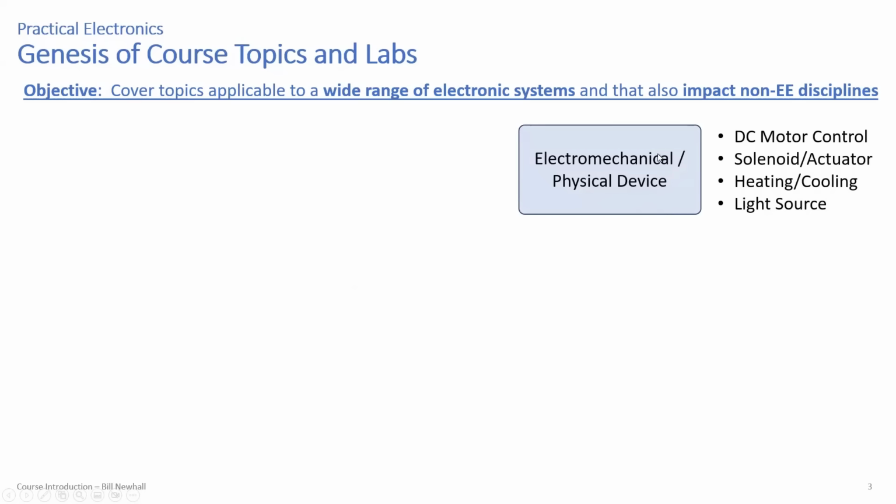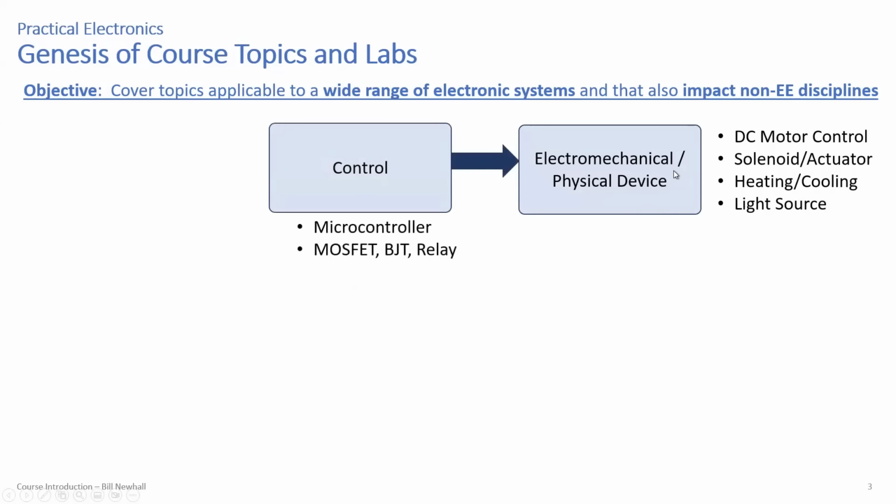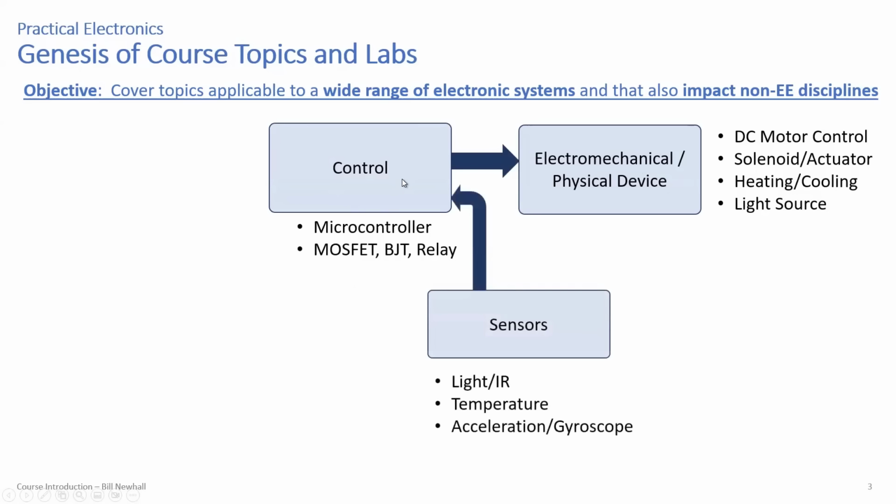I tried to include many aspects of this in the course. And if you're controlling an electromechanical device, then you're going to need some kind of control. So we're going to cover microcontrollers and MOSFETs. You also might want to sense physical characteristics of your system. So for example, light or infrared light, temperature, weight, acceleration, gyroscopic forces or rates.